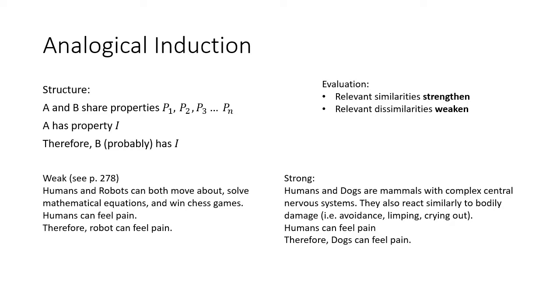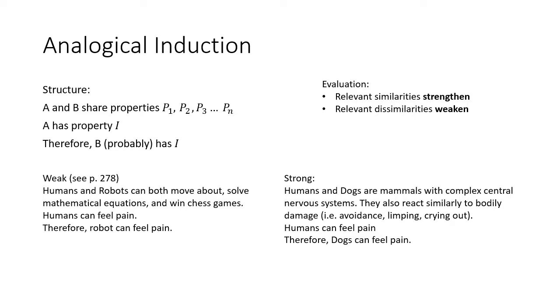It's also the case that just behaviorally, we act similarly to painful stimuli. So we practice avoidance behavior. If we damage a leg, we limp. We cry out in pain if we're burned or stabbed or whatever. So again, similar attributes here between humans and dogs, attributes that seem to be relevantly similar to the attribute of interest here, which is the capacity to feel pain. So we know that humans can feel pain, so we assume that dogs can feel pain too.